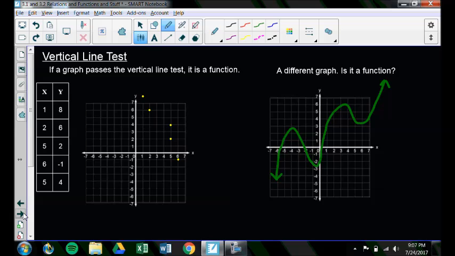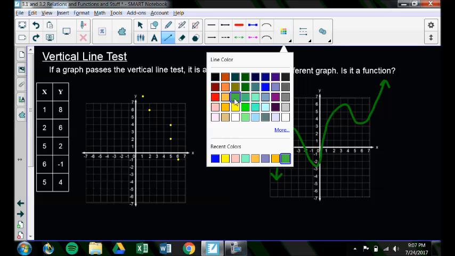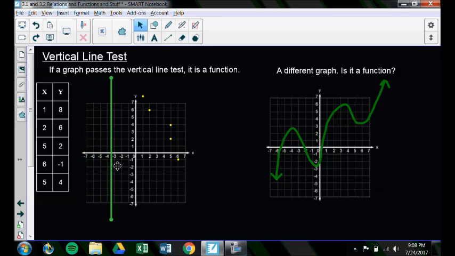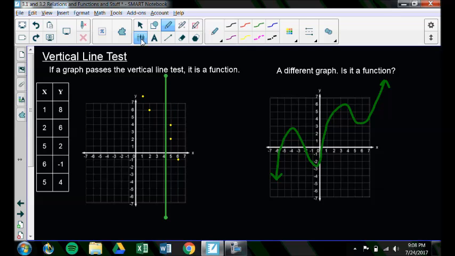If a graph passes the vertical line test, it's a function. Here's what that means. You draw any vertical line, and if that vertical line touches your graph at more than one point, then it's not a function. So right now, if I just put this line and think of it like scanning, that is not a function, but right here it breaks. It's touching the graph twice at this point, so it's failing the vertical line test.